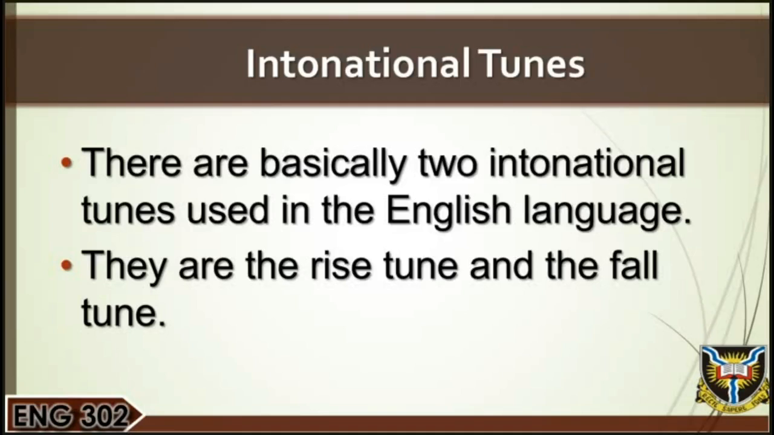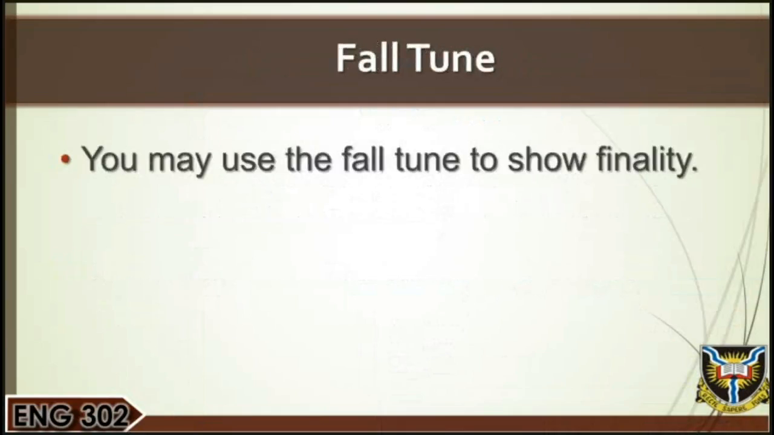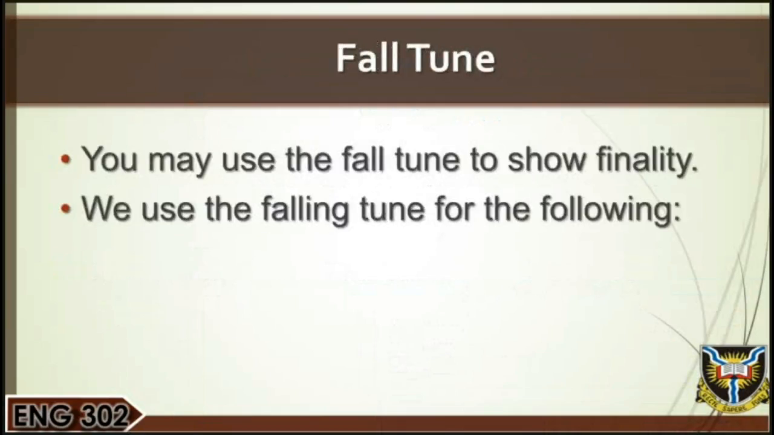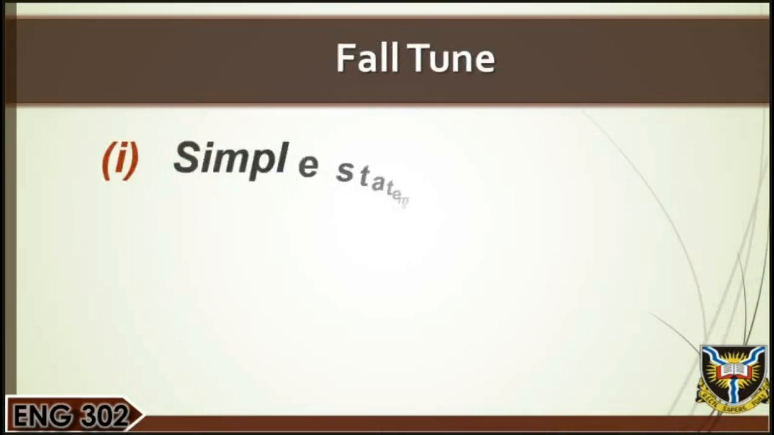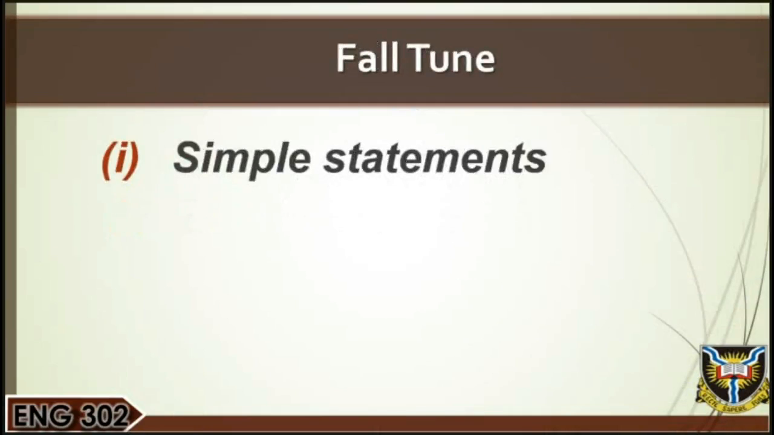Now that we know there are basically two tunes and that they may be presented or combined in various ways, let us take a look at the functions of the various tunes, starting from the fall tune. You may use the fall tune to show finality. This implies that there is no other information expected in that utterance. We use the falling tune for the following. One, simple statements. Statements often give the impression of finality. There is often no additional information expected.